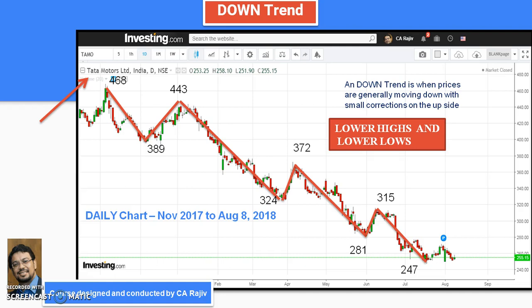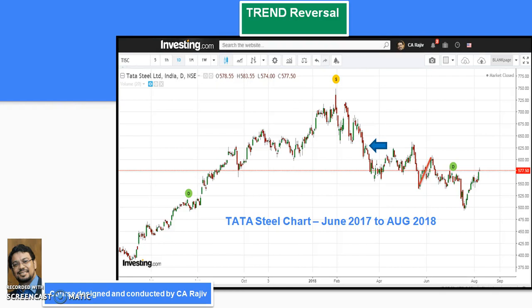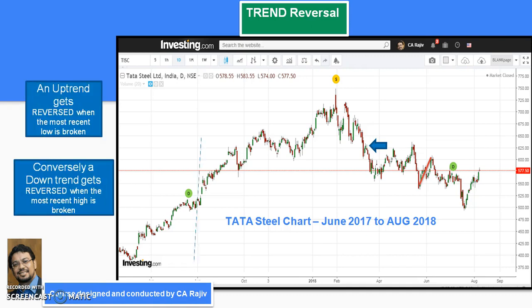Now let us see how we define a trend reversal. Again, I am coming back to the price chart of Tata Steel. Earlier I had taken the price chart only till January 2018. Now I am taking this price chart till date, that is till August 2018. I have truncated the chart, and it now runs from June 2017 to August 2018, almost a one year period. This uptrend we have already defined in the first section. After making a high of 750, the prices fell nearer to around 625, 630 levels.